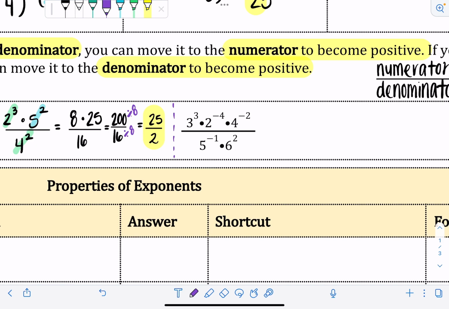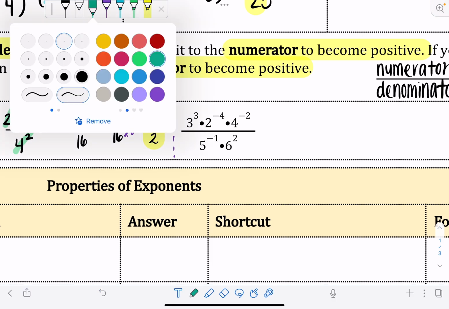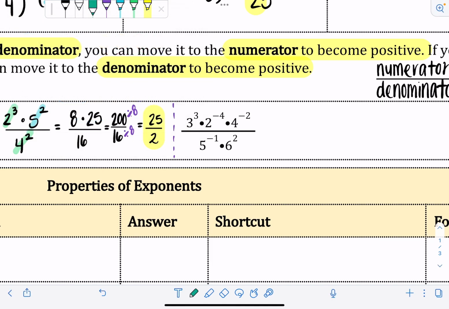So the ones that have the negative exponent, those would have to flip. So the 2 to the negative fourth power would go down. The 4 to the negative second power would go down. The 5 to the negative first power would come up. So the 3 to the third power and the 6 to the second power, those are the only ones staying in the same place because those are the only ones with a positive exponent.